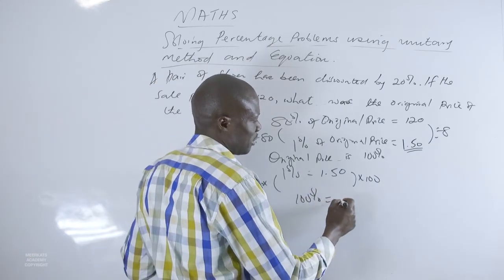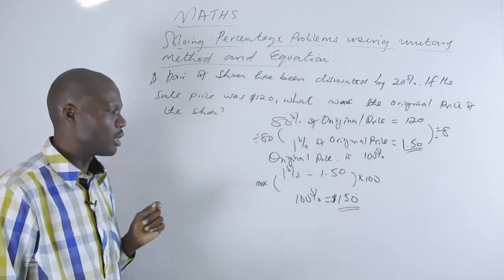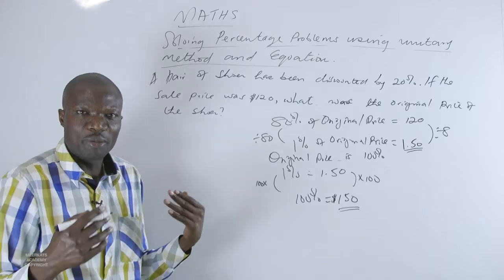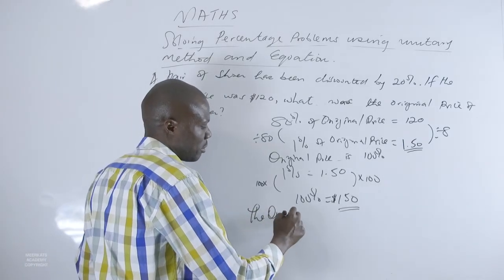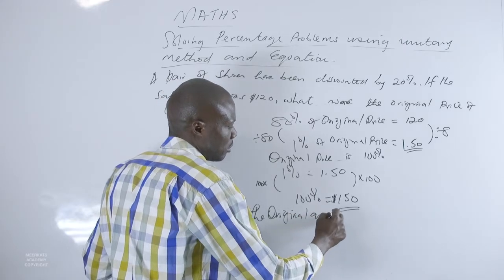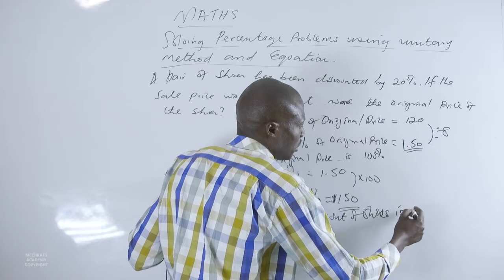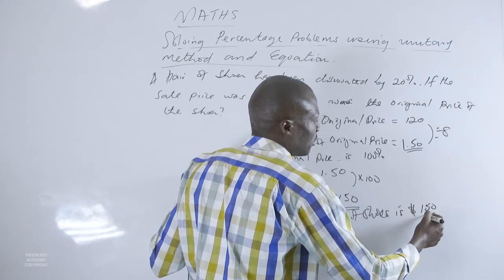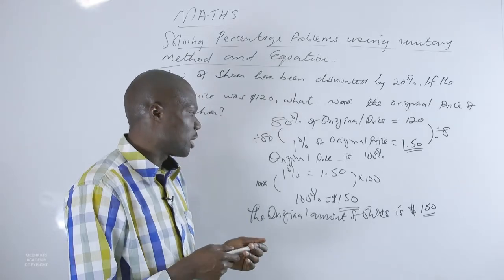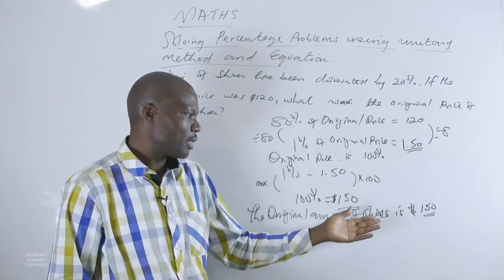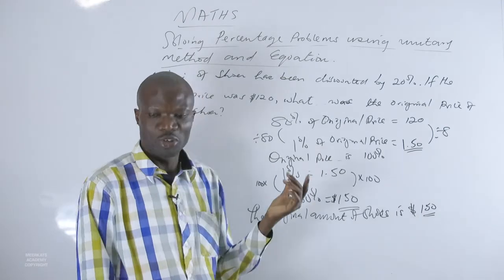100% is $150. Therefore, we simply conclude and say that the original amount of the shoes in dollars is 150. So we have been able to get that.